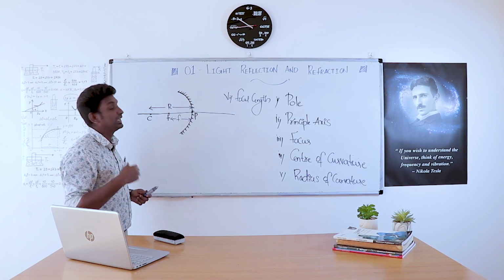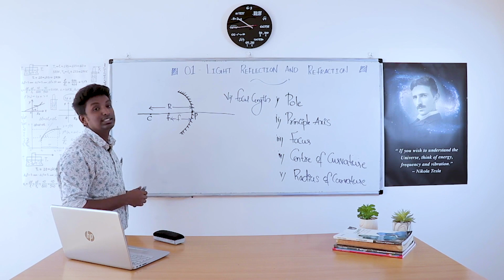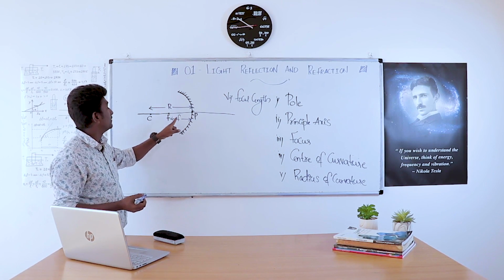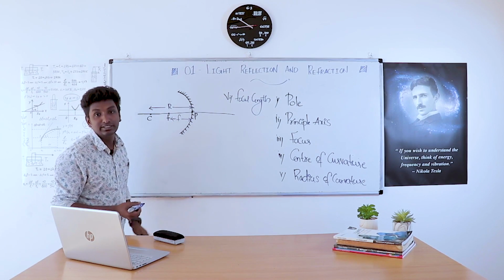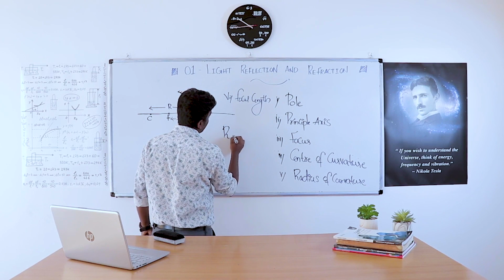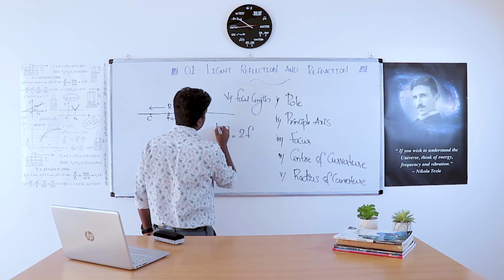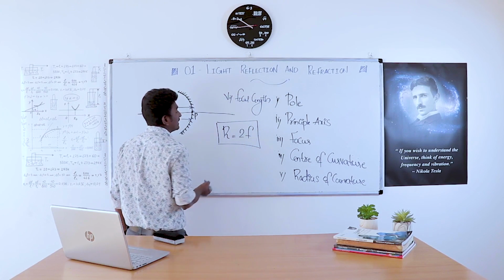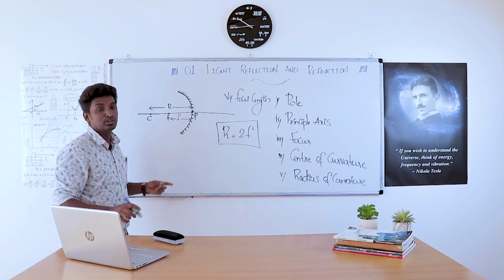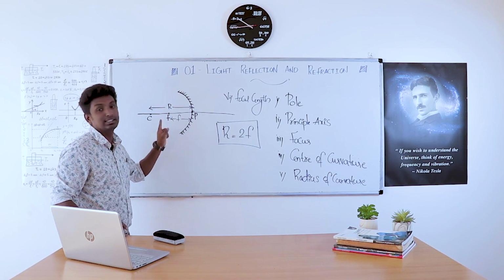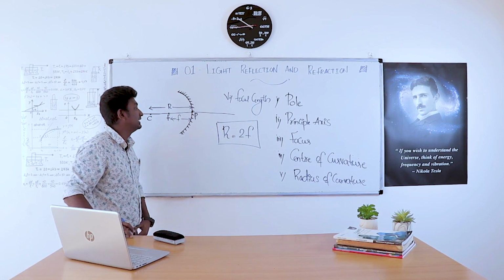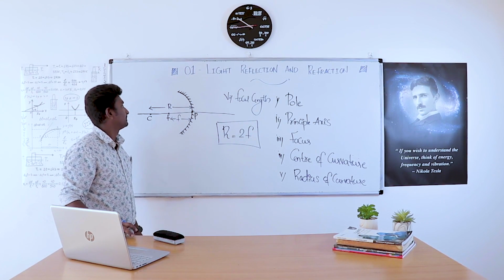Now we need to define a relation between the focal length and the radius of curvature. From this figure, it is clear that twice the focal length gives the radius of curvature. That means radius of curvature R is equal to 2 times the focal length, so R = 2f. Double the focal length gives the radius of curvature.